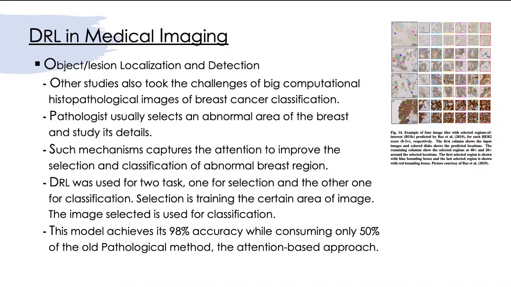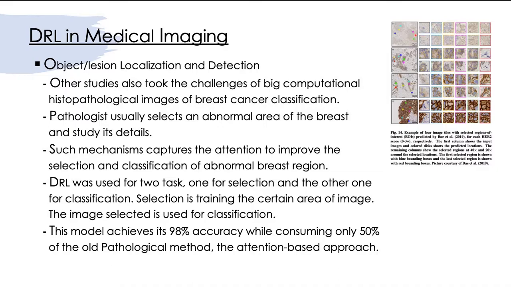Other studies also took on the challenges of big computational histopathological images for breast cancer classification. Usually, the pathologist selects the abnormal area of the breast and studies its details. Such a mechanism captures the attention to improve the DRL selection and classification of abnormal breast regions.